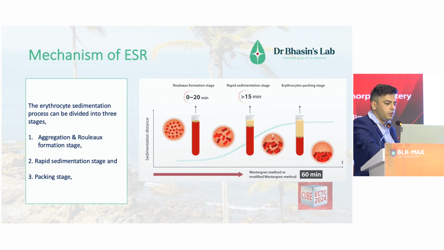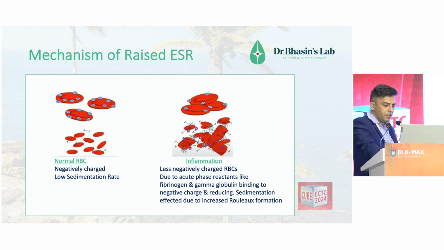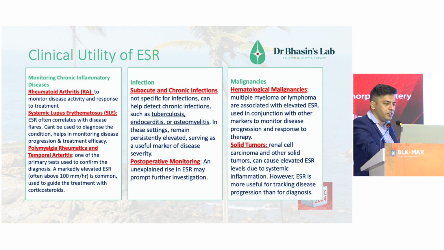Talking about the mechanism of ESR, there are three stages: the rouleau formation stage, the rapid sedimentation stage, and the erythrocyte packing stage. The rouleau formation stage is about 0 to 20 minutes, and the rapid sedimentation stage is more than 15 minutes. Normally, RBCs are negatively charged, so they have a lower sedimentation rate. During inflammation, the RBCs are less negatively charged as plasma proteins, gamma globulins, and fibrinogens negate this charge. So there is increased sedimentation due to increased rouleau formation.